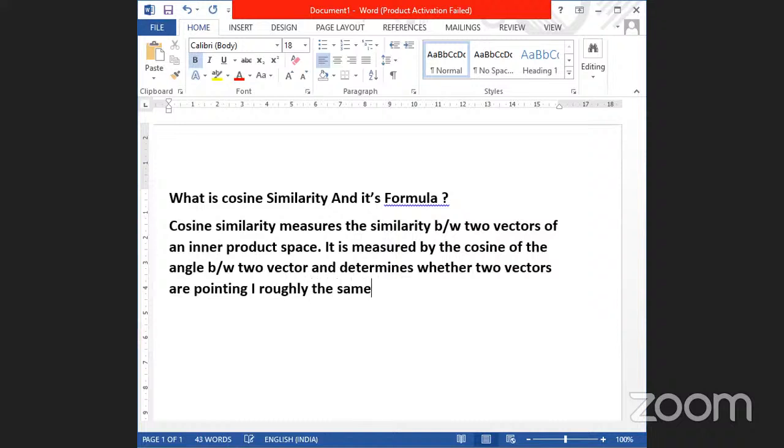In the same direction. Often to measure text analysis. And what is the formula, guys? There you can explain the formula also.